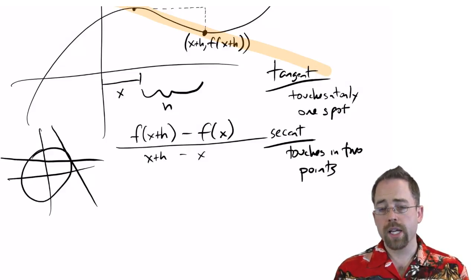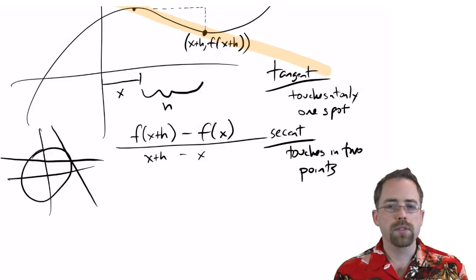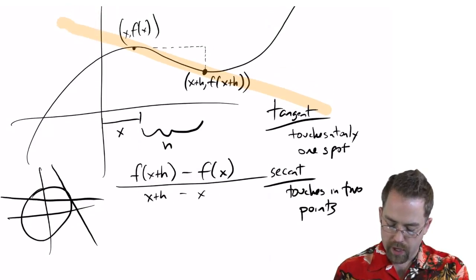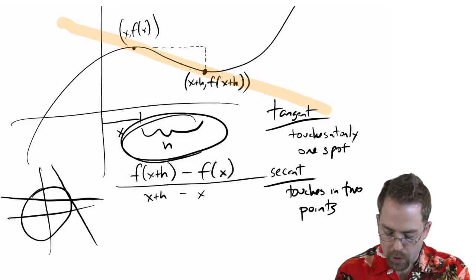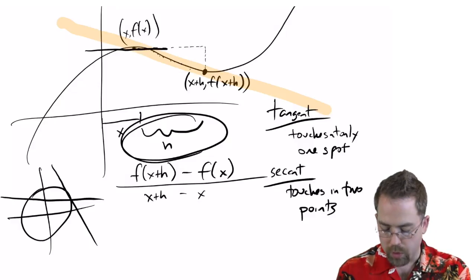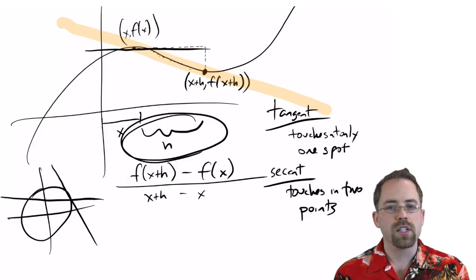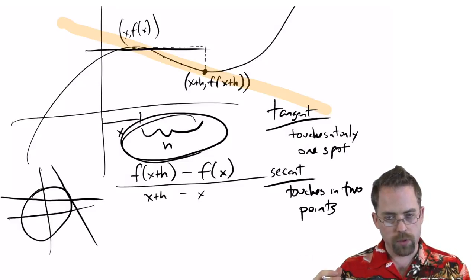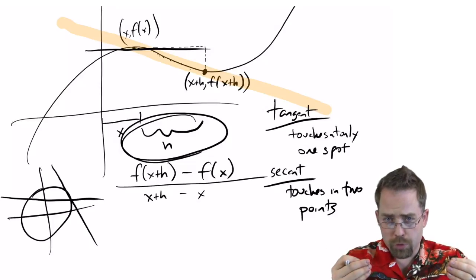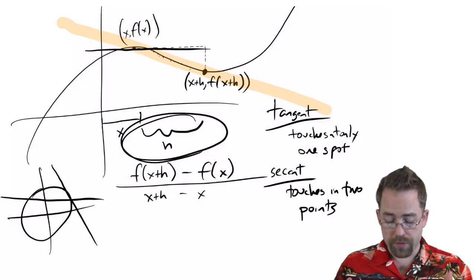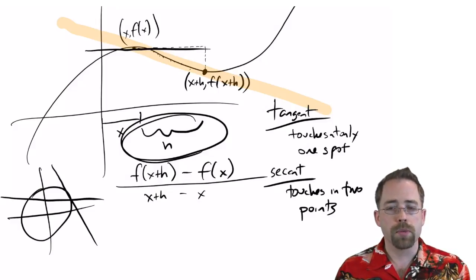So the cool idea that Leibniz and Newton had was to say, well, if I just make this h value smaller and smaller and smaller until the point that I'm comparing it to is right up next to it, then I will get the tangent line. Then I will get that it is touching it only at one spot. You can use your big words here. The limit as h goes to zero of the difference quotient of the slope formula will tell you the instantaneous slope at that point.